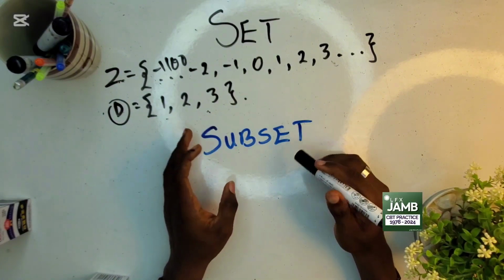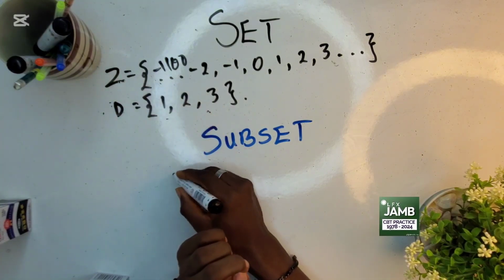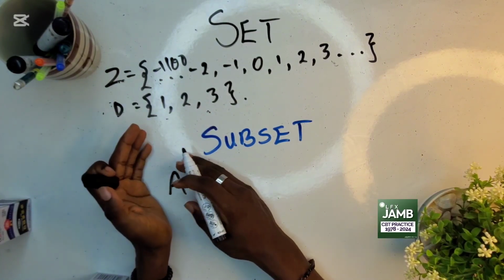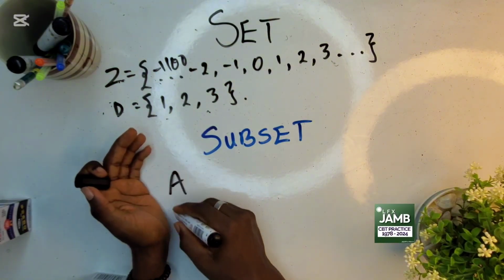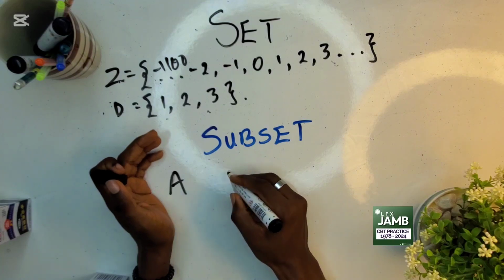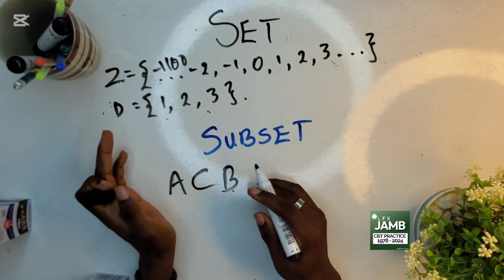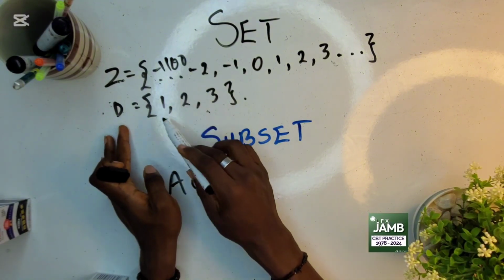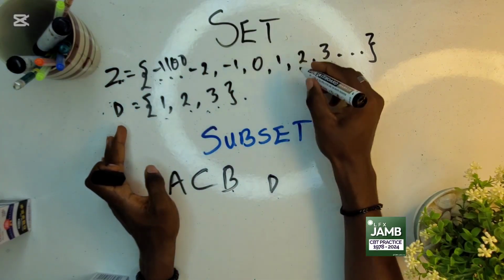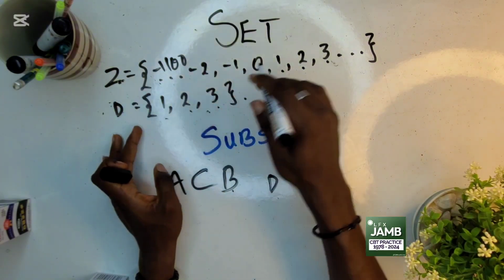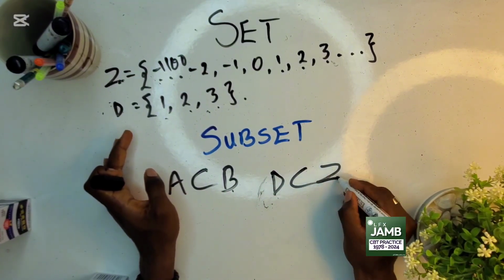Subset. What is a subset? Practically, we could say when the members of a set A can be found in the members of another set, all the elements in set A are found in set B, we say A is a subset of B. Now for instance, we have D here. D has 1, 2, 3. D can be found in Z. You can see 1, 2, 3. The elements in D can be found in Z. So we can say D is a subset of Z.